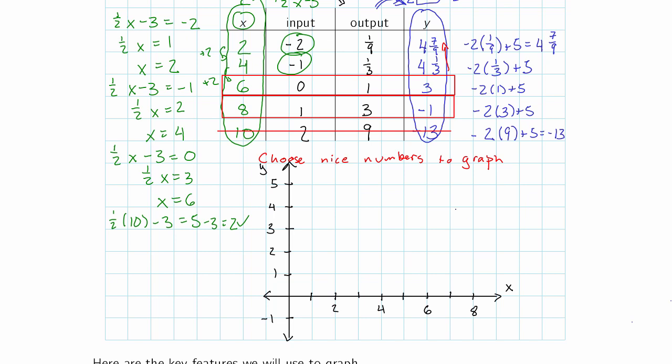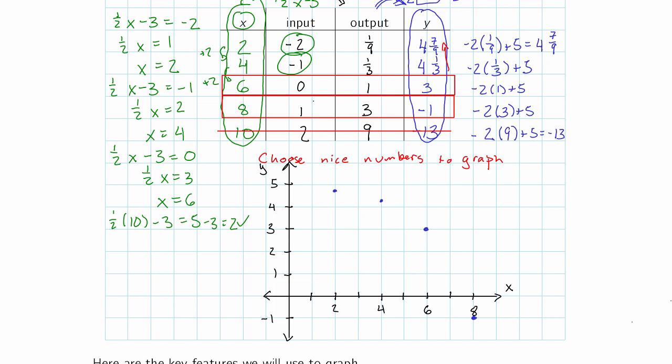So I've got 8, -1, that's here. I've got 6, 3, that's here. And then I've got 4, 4 1/3, right? So 4 1/3, that's about here. And then 2, 4 7/9. 4 7/9, that's going to be pretty close to 5.